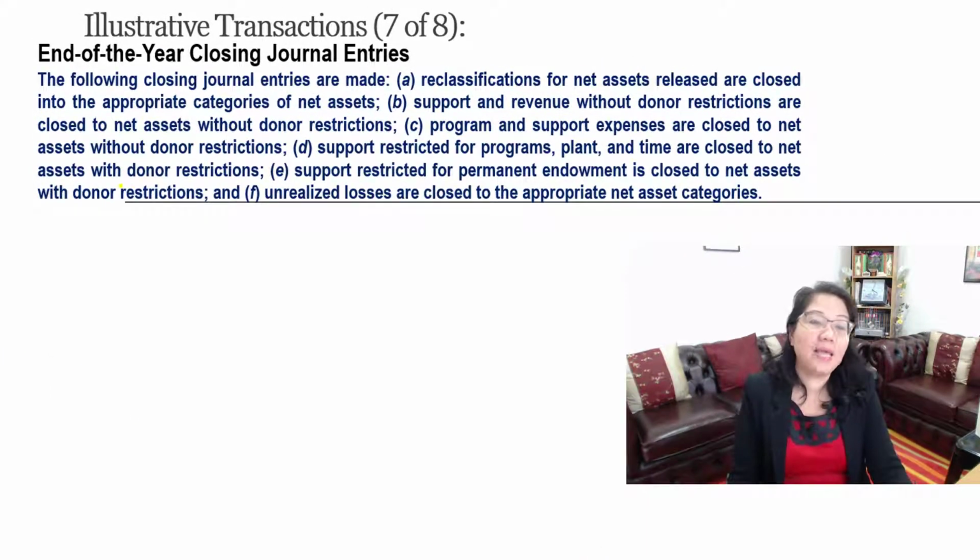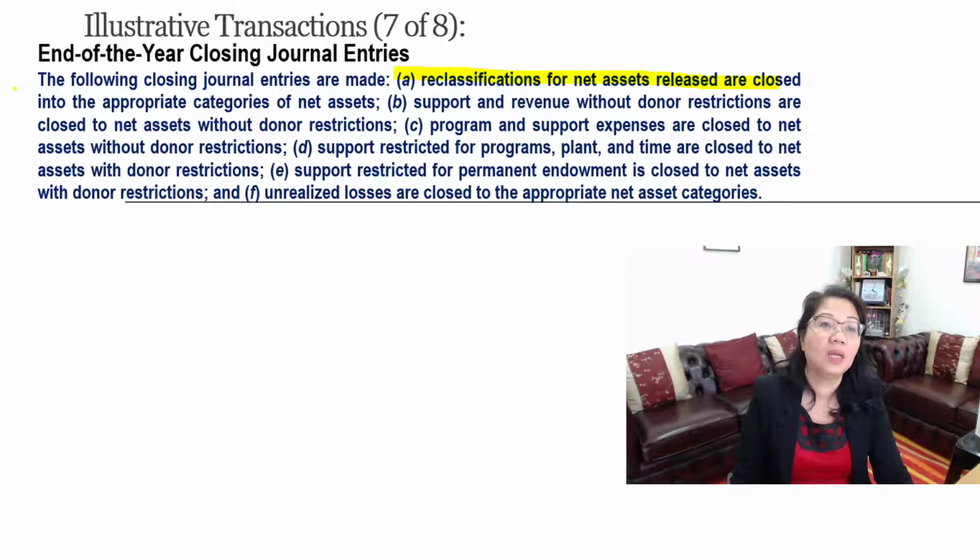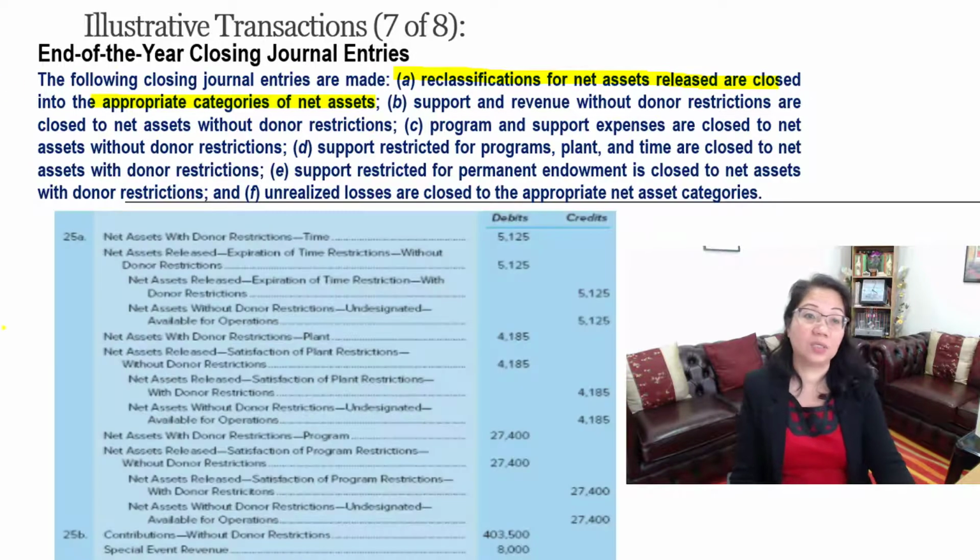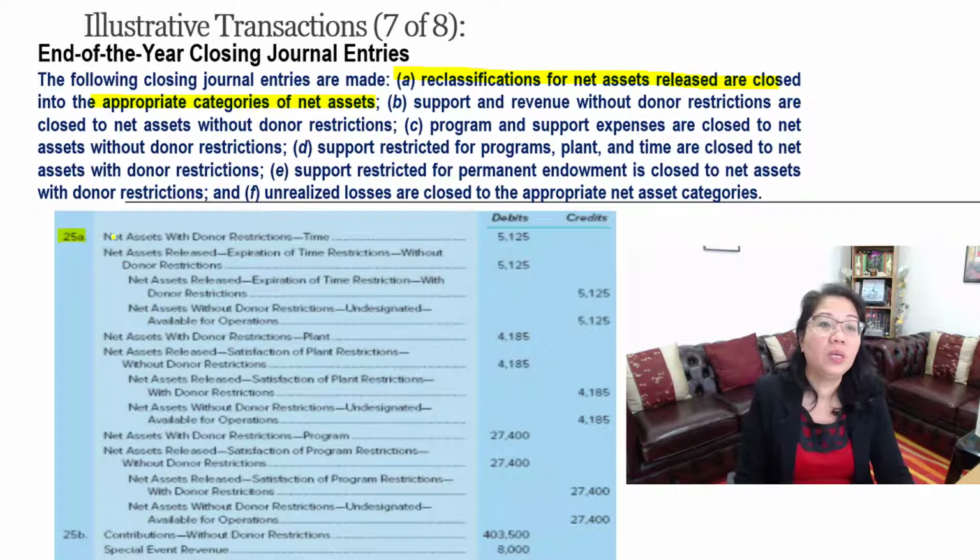All right, then we're nearly there. End of year closing journal entries. So what do we need to close? Firstly, we need to prepare journal entries for the reclassification of net assets released that are closed into appropriate categories of net assets. So that's the first one. 25A does that. What are we reclassifying here? Net assets released that are closed into the appropriate categories of net assets.